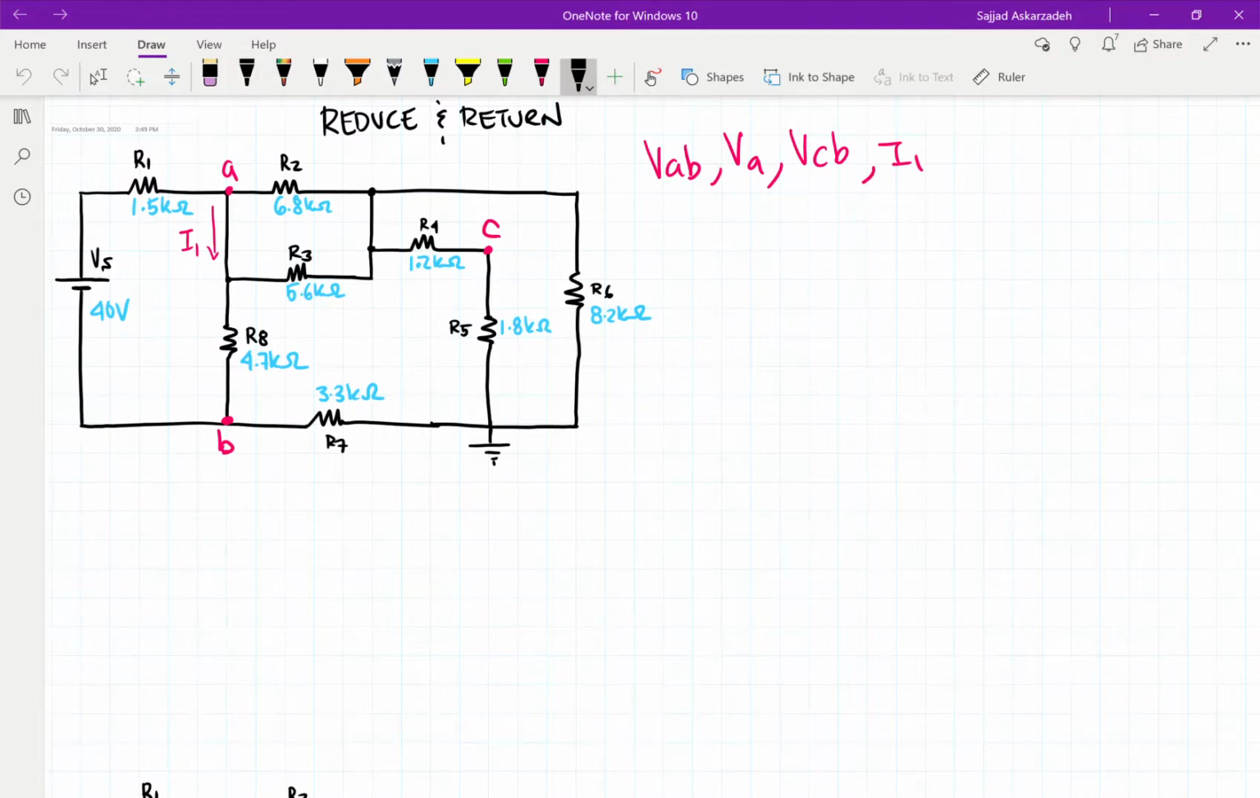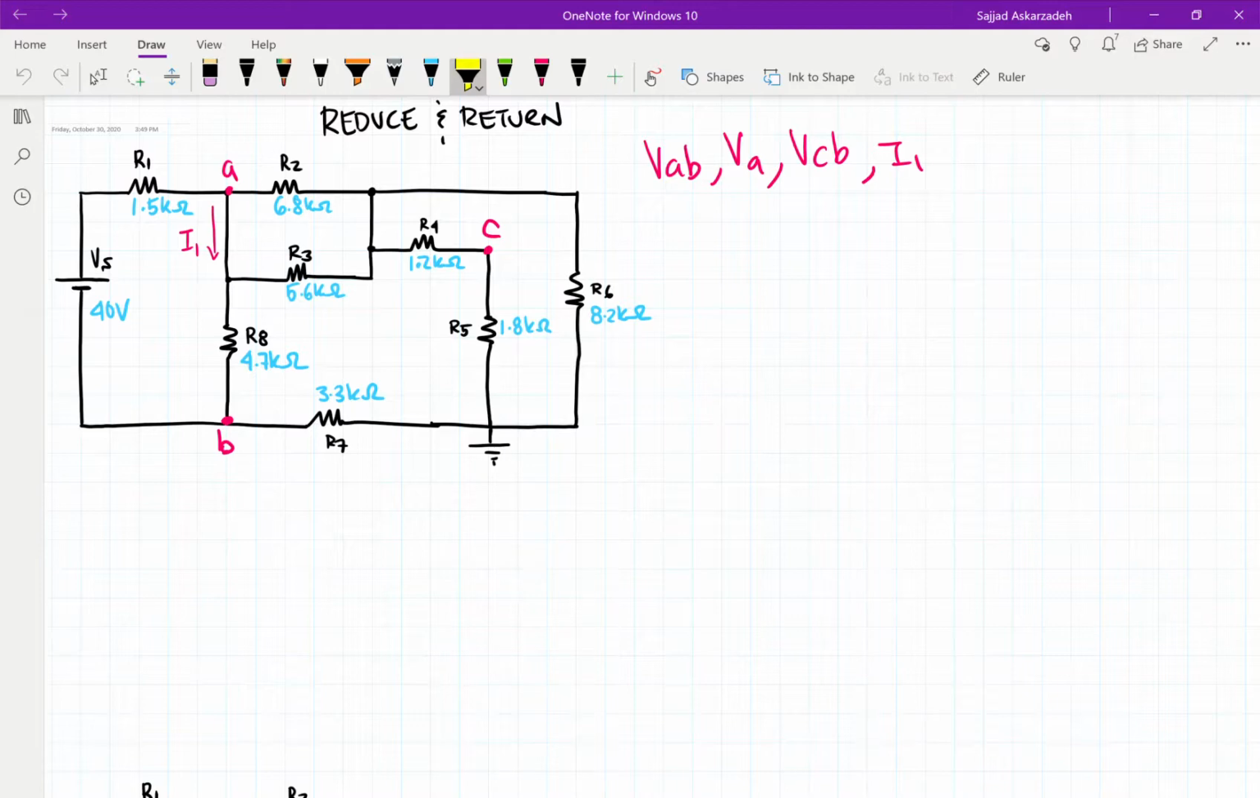In reduce and return, what you're trying to do is reduce the circuit into a voltage source and a resistor, and then work your way backwards and find all the values for the current as well as the voltage. So let's get started with this.